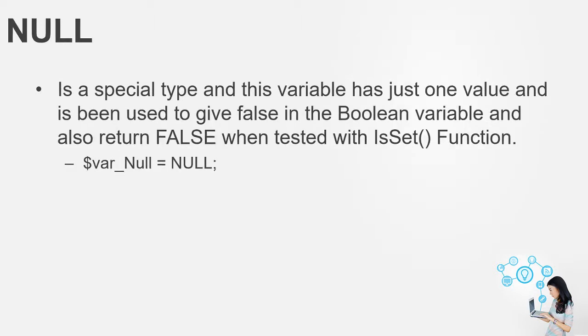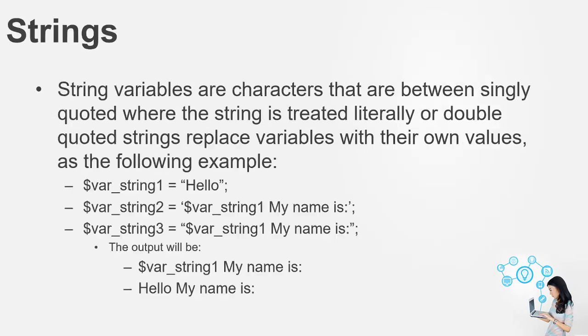Okay, null is a special type of variable. It has just one value and is used to give false to boolean variables, and also returns false when tested in the isset function. As we can see over here, the declaration is very simple. We can declare any name as null.